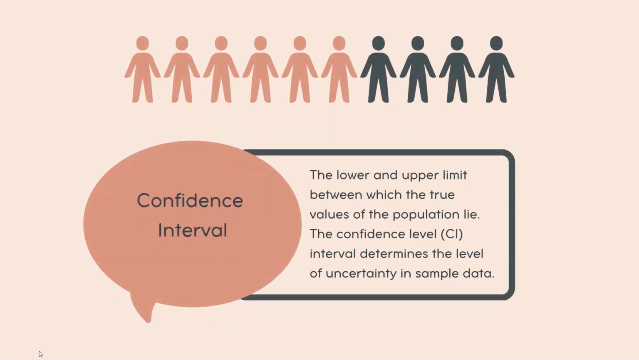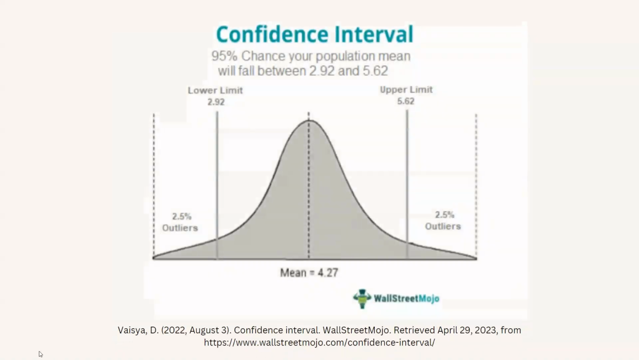The lower and upper limit between which the true values of the population lie are the confidence interval. It determines the level of uncertainty in sample data. Here you see a normal distributed curve. The confidence interval says that there's a 95% chance that your population mean will fall between 2.92 and 5.62, where you see the lower limit and the upper limit, with the mean being 4.27.